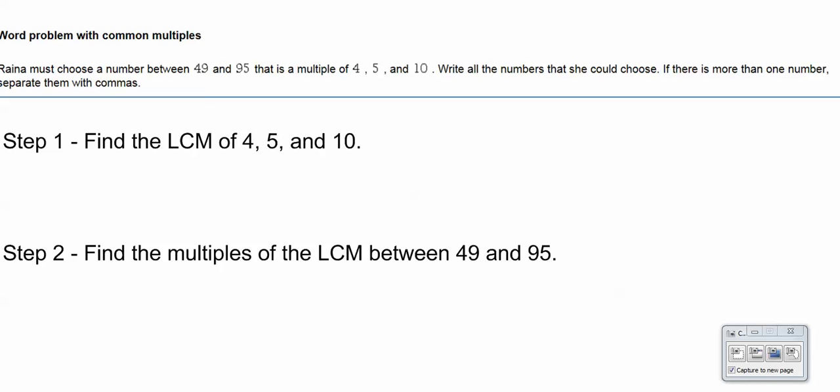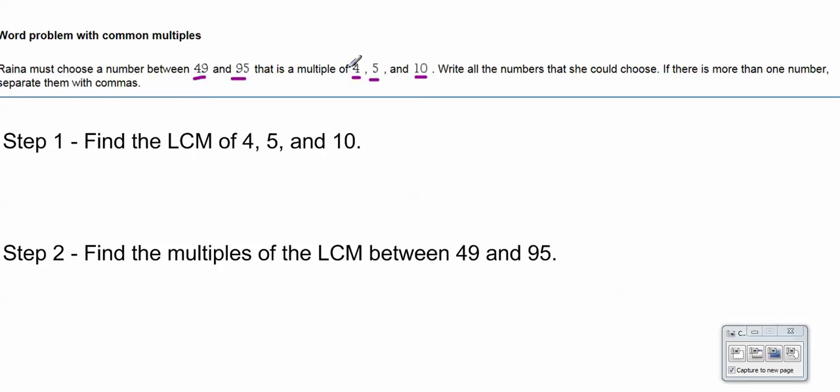In this video, we're going to explore word problems with common multiples. Our problem reads, Raina must choose a number between 49 and 95 that is a multiple of 4, 5, and 10. Write all the numbers that she could choose. If there's more than one number, separate them with commas.